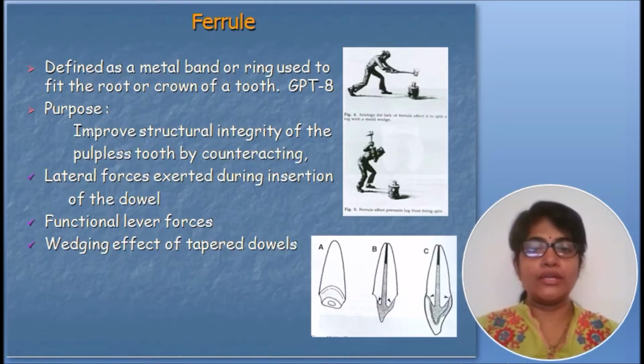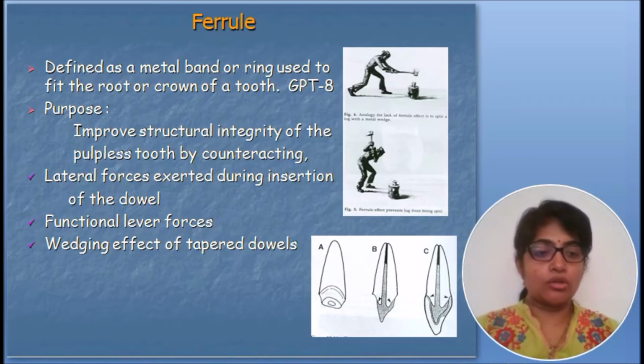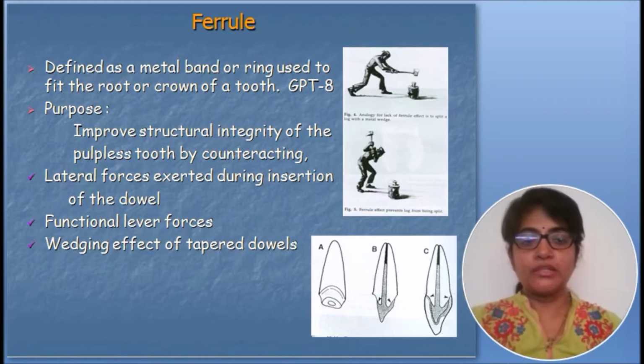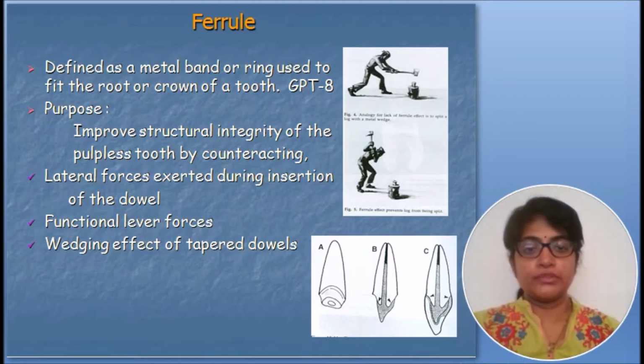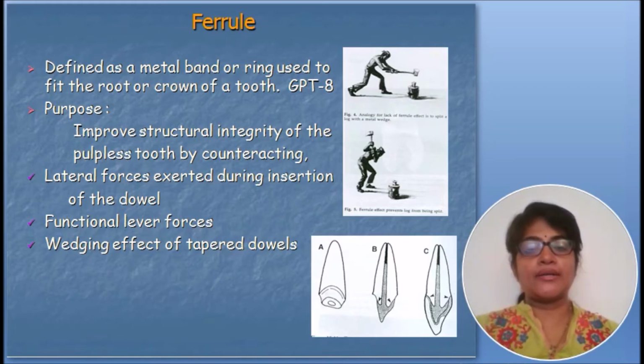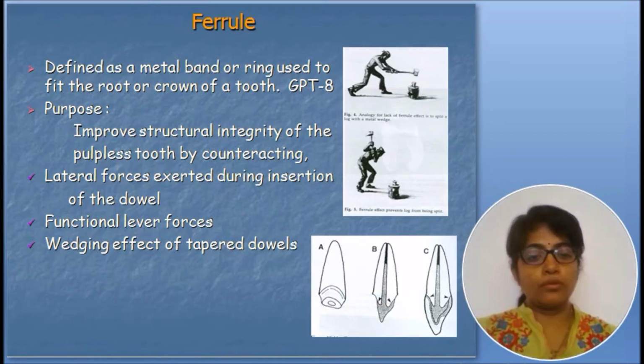Now coming to ferrule in detail, a very important topic. It can be asked as a short note and also in the MCQs. The ferrule is nothing but a band of metal or a ring used to fit the root or crown of a tooth. Now what is the purpose? It improves the structural integrity of the pulpless tooth by counteracting lateral forces exerted during insertion of the dowel or the post. Functional lever forces are resisted by this ferrule, and the wedging effect of the tapered dowel is also resisted.